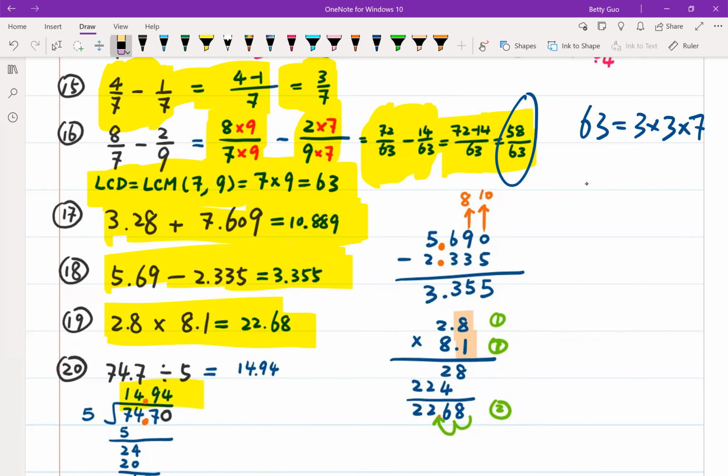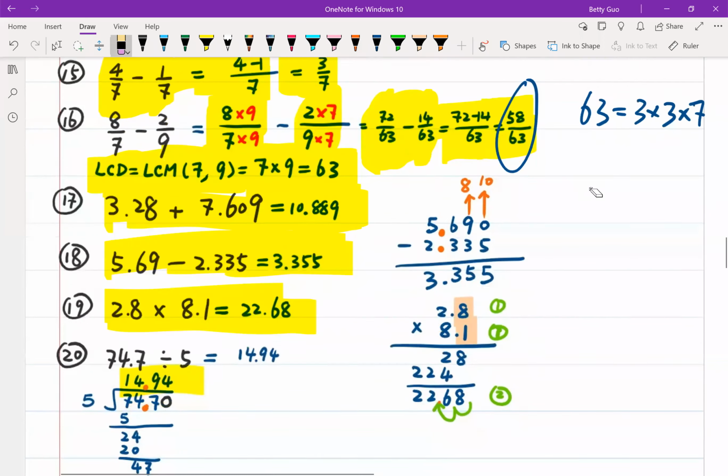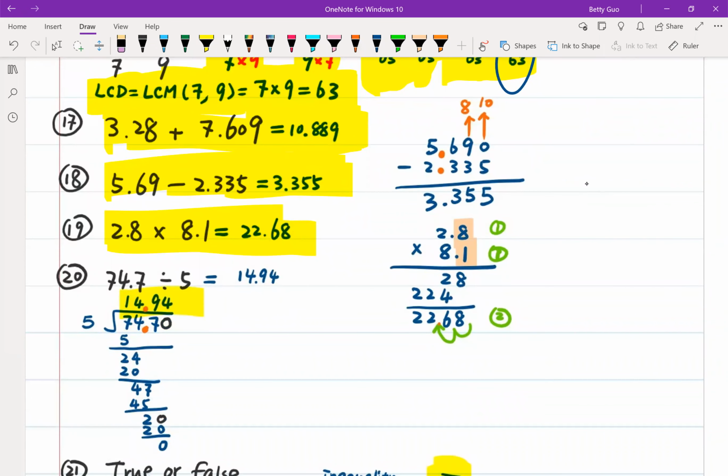Number 20. Divide a decimal by another decimal. Here 74.7 is the dividend, 5 is the divisor. When we apply long division to divide with decimals, we want the divisor to be a whole number. This problem is easier because the divisor is already a whole number. So I can show you how we do long division here. We put the dividend under the division symbol, 74.7. Put the divisor to the left of the division symbol.